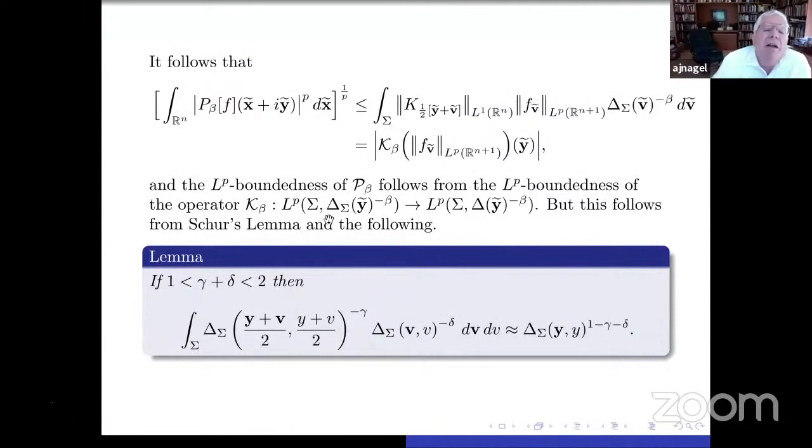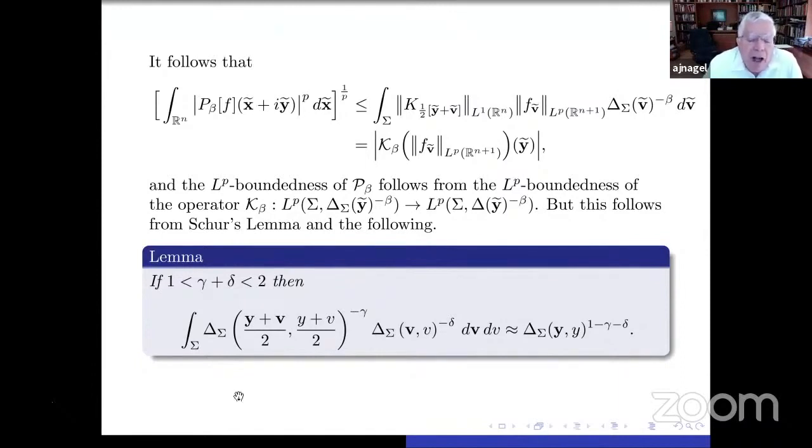Therefore, one can then look at the LP norm, and one easily gets the estimate that the LP norm of P sub beta of F is bounded this way. And so the LP boundedness of the Bergman projection would follow from the LP boundedness of the operator capital K sub beta. Where does this come from? I claim that this now simply follows from Schur's lemma, and the following estimate for integrals involving the minimal volume.